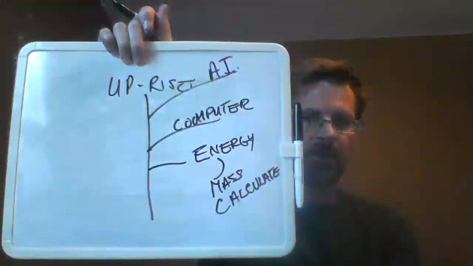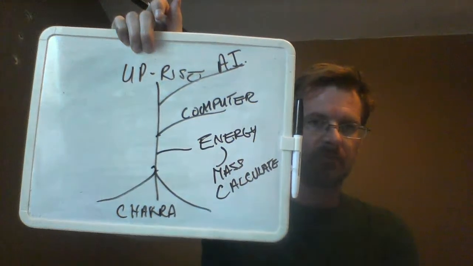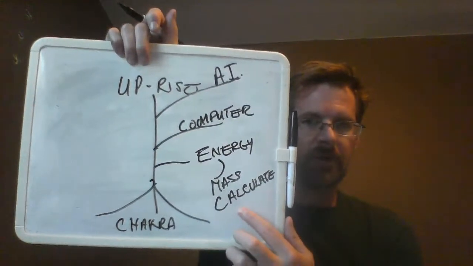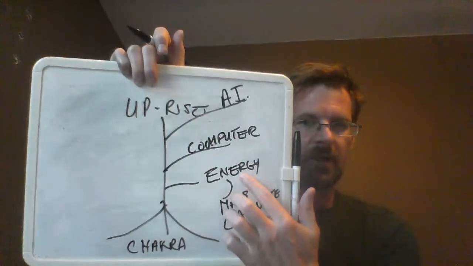So from the computer, you get into energy, which is mass calculated. Now, this is extremely complicated stuff, people. Energy mass calculated. Once you get into that, then you get into the chakra. Chakra is at the bottom. We already know that. So here we go. Energy mass calculation. Energy of alignments. Put that in there.